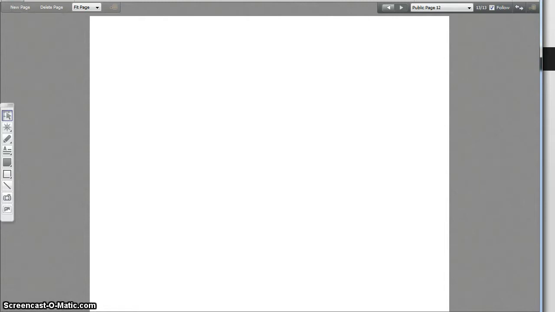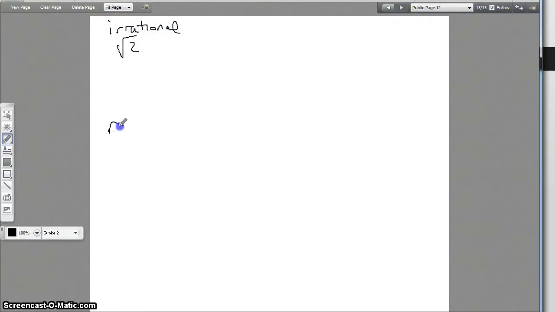So, hold on, I can't find my pen there. There it is. So the square root of 2, I'll do a list up here of irrational and rational. Square root of 2 is irrational because 2 is not a square. The square root of 3 is irrational because 3 is not a square. The square root of 4 is rational because that equals 2.